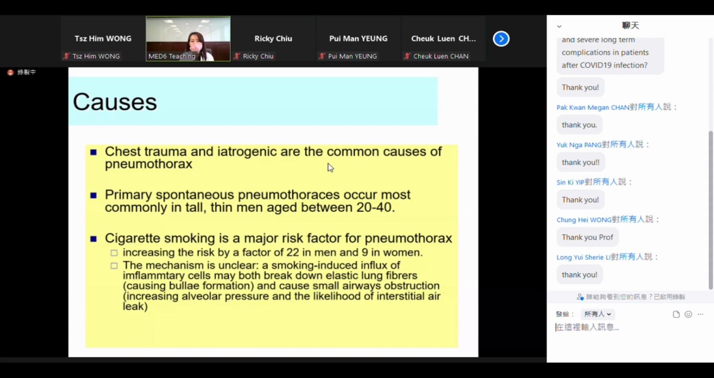So smoking is definitely one of the major risk factors for pneumothorax. There is an increased risk of pneumothorax by a factor of 22 in men and 9 in women. So if a young gentleman presents with a primary spontaneous pneumothorax, the first advice would be to quit smoking.